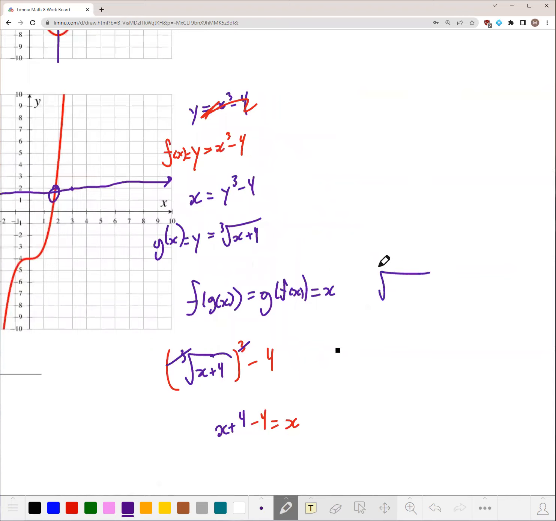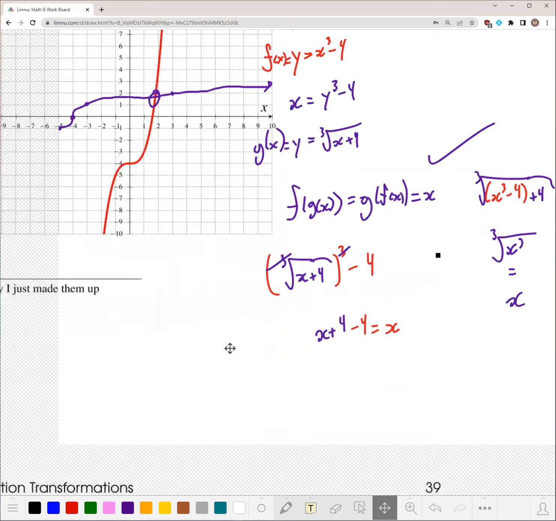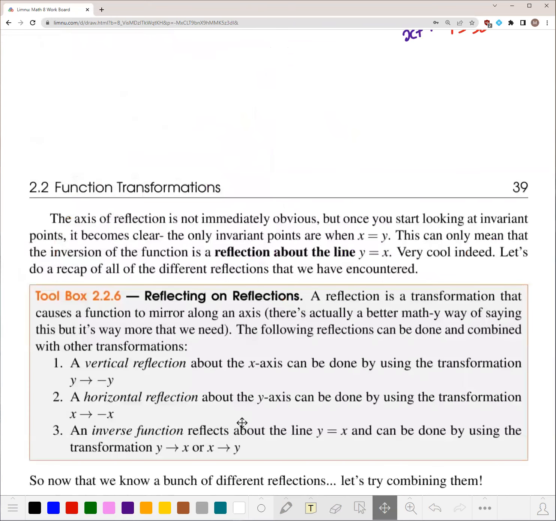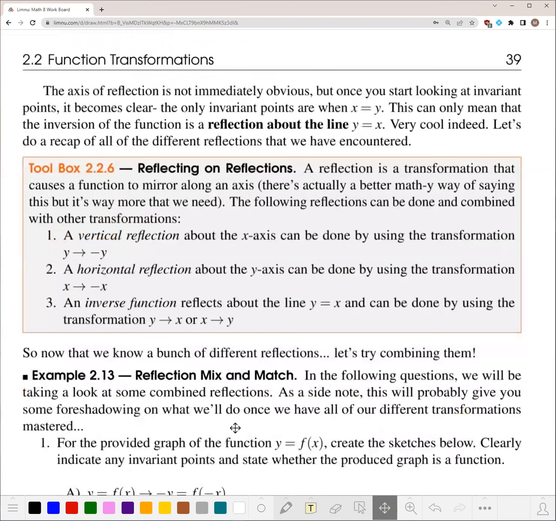We've got x cubed, and then the x's are going to be replaced with f of x. So that's x cubed minus 4 plus 4. And so with this, we've got an x cubed minus a 4 plus a 4. So we just have the cube root of x cubed. And that, of course, does equal x. And so both these equaling x, we know that's an inverse for that reason, too. Pretty cool. Okay, so we're reflecting about the y equals x line for that.